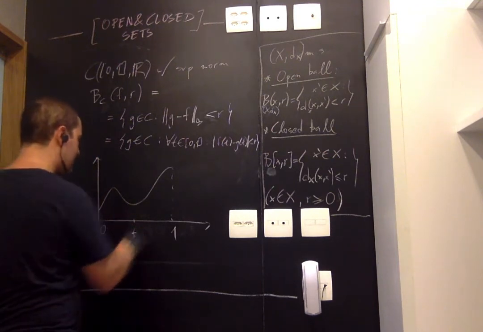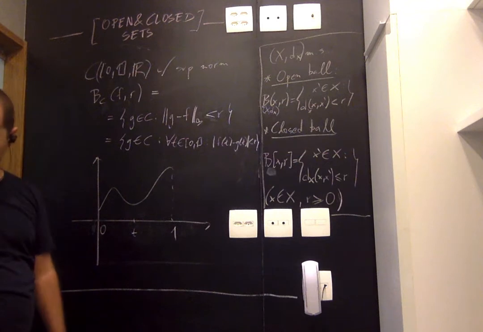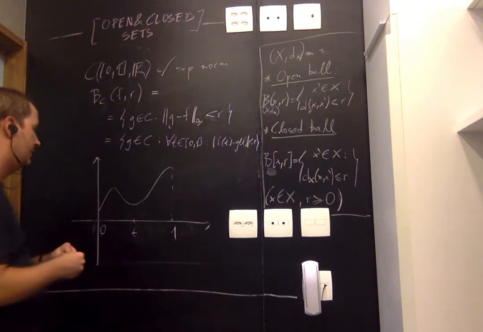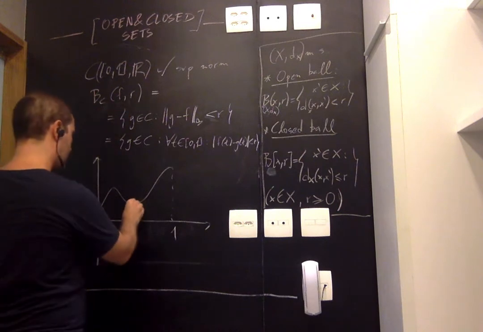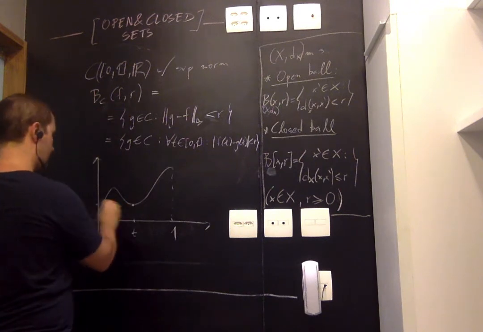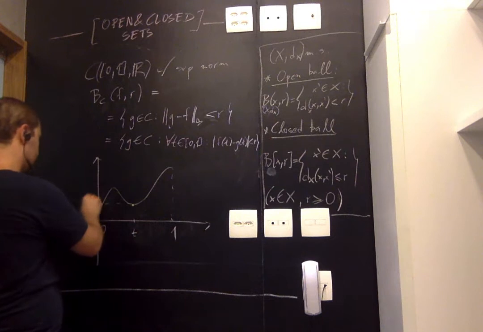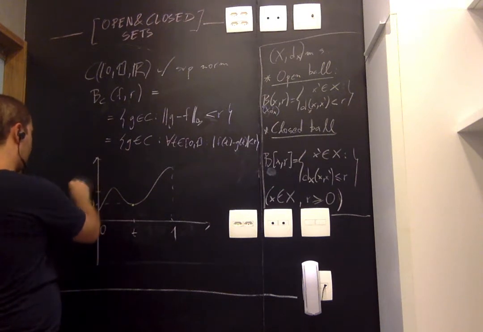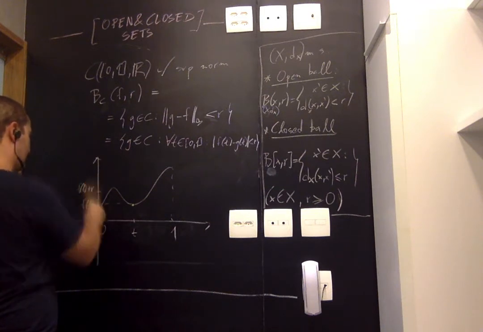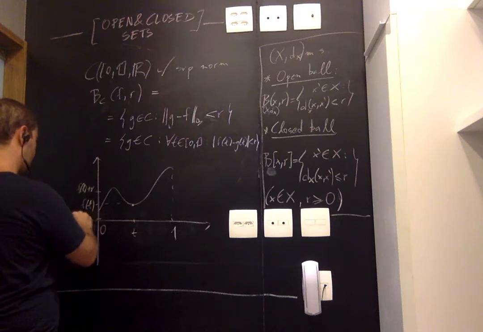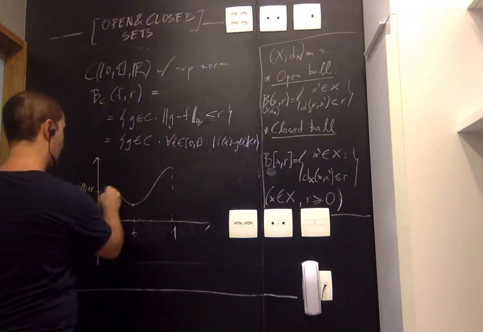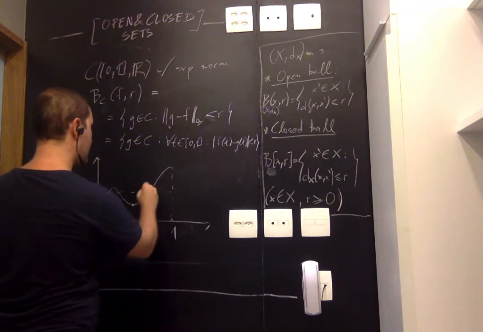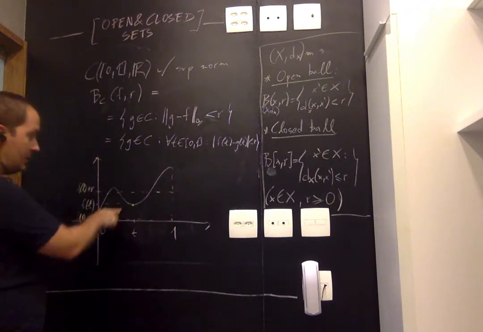Let me pick a t in here, and let me observe that if g belongs to this open ball, here I have the value of f of t. Here I have f of t plus r. Here I have f of t minus r. And my claim is that whatever g is, its values have to be in this strip.